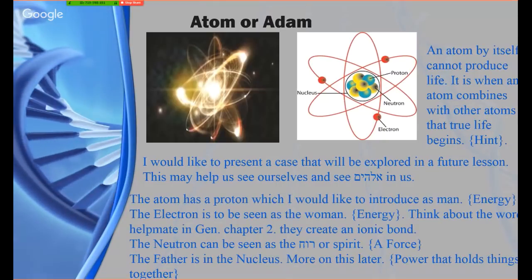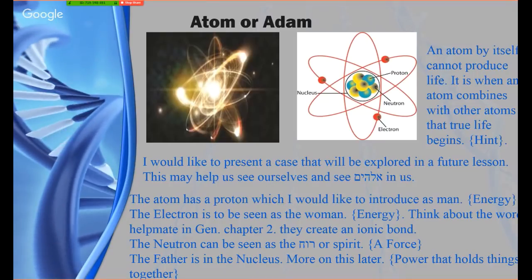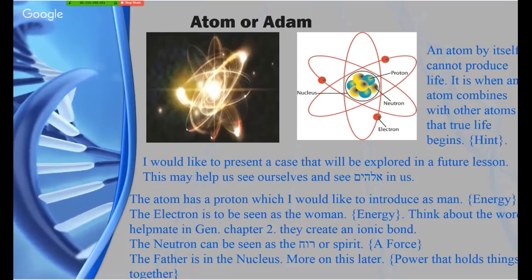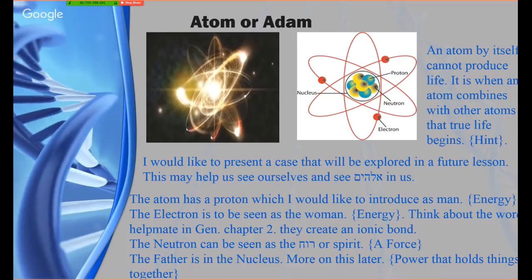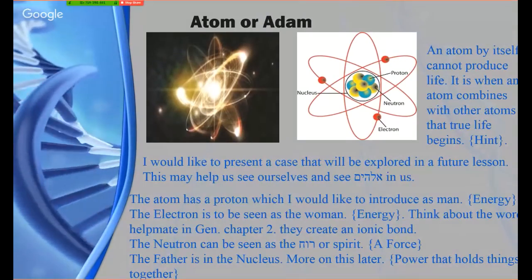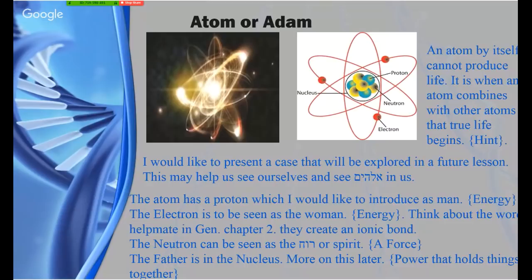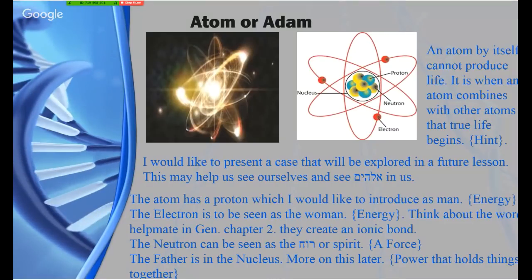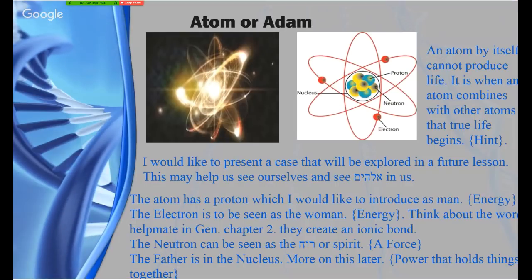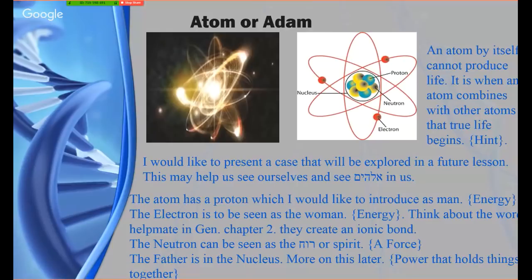So the atom has a proton, which I would like to introduce as man. Proton is the form of a man with a lot of energy. It's just energy, okay? The electron is to be seen as the woman. Both of them still have energy, right? But think about the word for helpmate, which means someone that's the opposite of, right? Remember, it's on the opposite side. And look at the electron and how it rotates. It's all over the place, right? But we'll talk about that in the future. This is what the electron does. It creates an ionic bond. So we're going to see how that works in the future with a woman to a man.